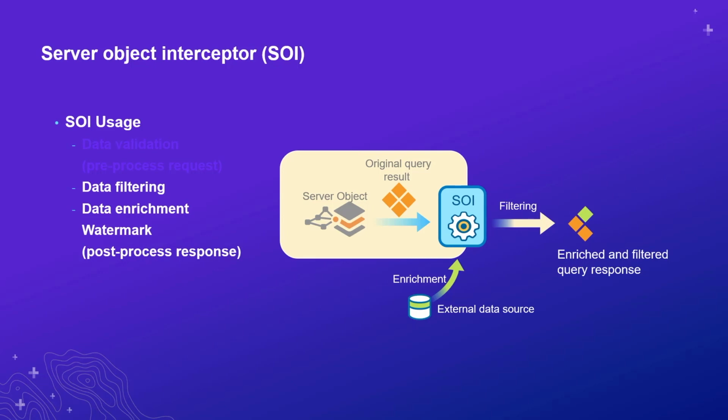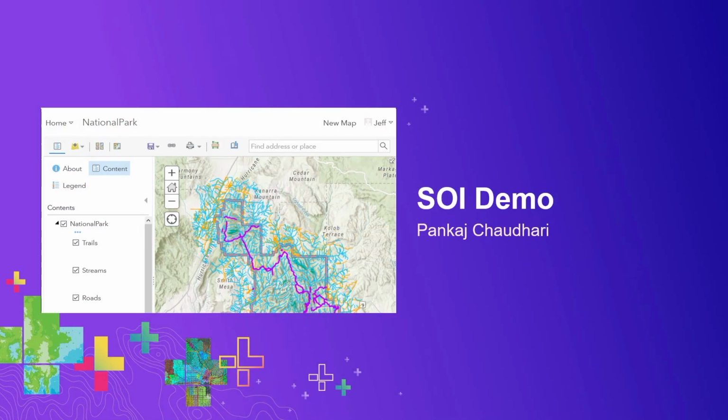Another data enrichment use case, as I mentioned earlier, is to add a watermark for export map operation. So every time a map service is rendered, it will always show your own watermark on the map. And this works regardless of what types of client application you use to render the map service. So now I will hand over this part to Pankaj for an SOI demo.